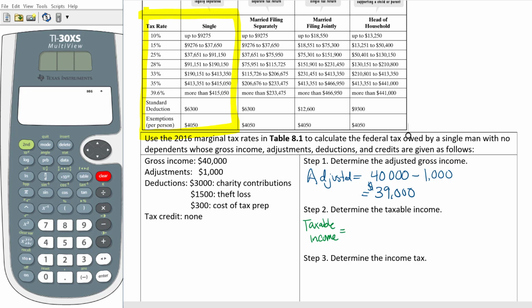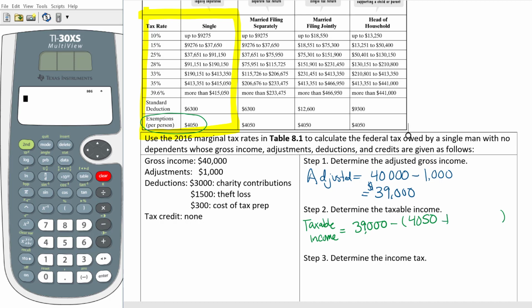The taxable income, we're going to take the $39,000, starting with the adjusted, and then I'm going to subtract any exemptions or deductions. Now, looking up in the table, we have a standard exemption of $4,050 per person for the single man that we're doing his taxes for. So the $4,050 coming from the table is going to be right there, plus any exemptions.